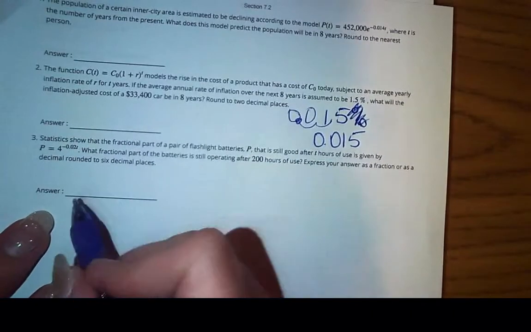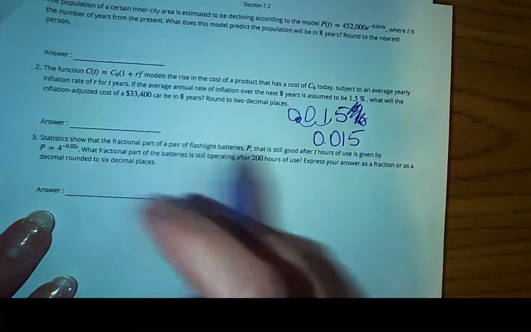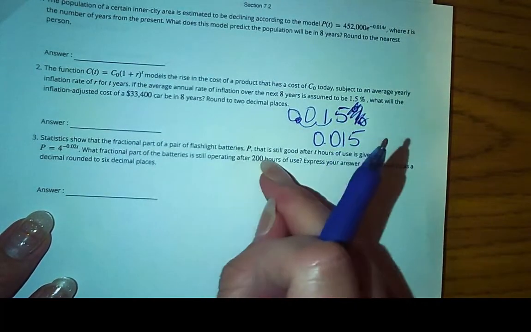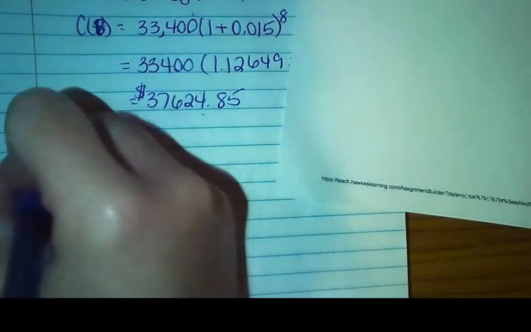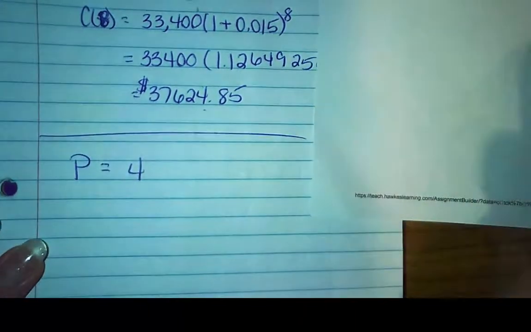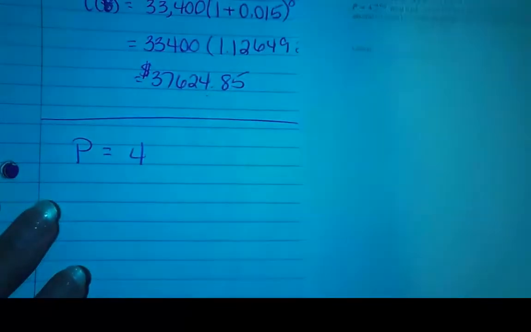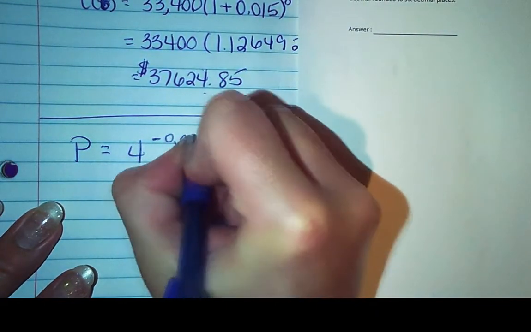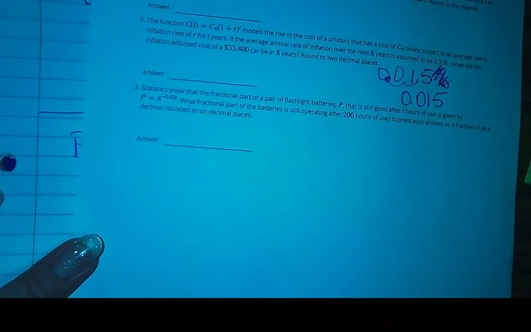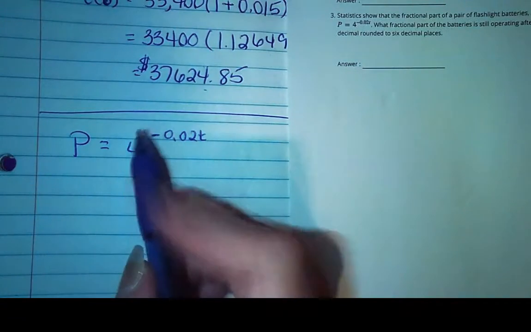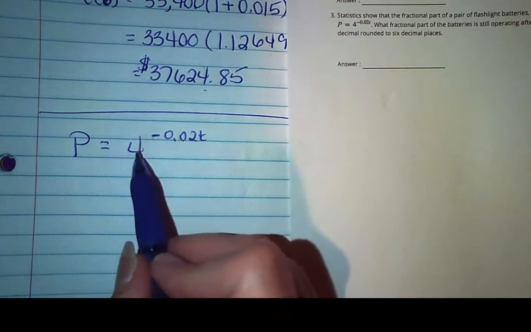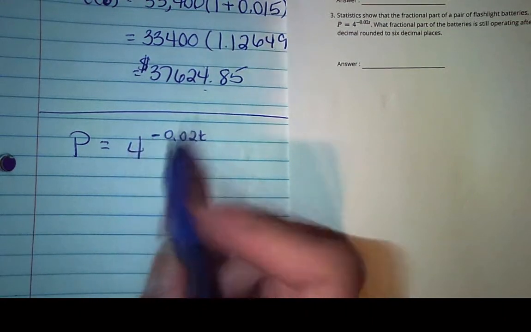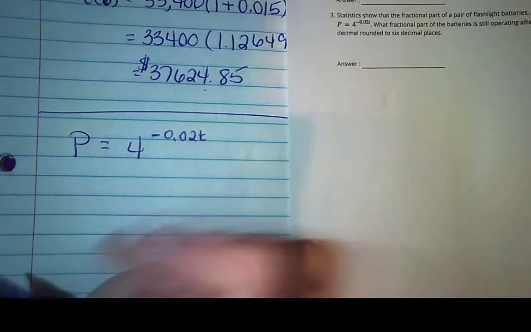And then we have statistics show that the fractional part of a pair of flashlight batteries, P for pair, that is still good after T hours of use is given by P equals 4 raised to the negative 0.02 T. What fractional part of the batteries is still operating after 200 hours of use? So remember, this is going to be declining because you've got a negative exponent. Your batteries are all nice and fresh right when you shove them in there. Well, after 200 hours of use, what percentage is still available?